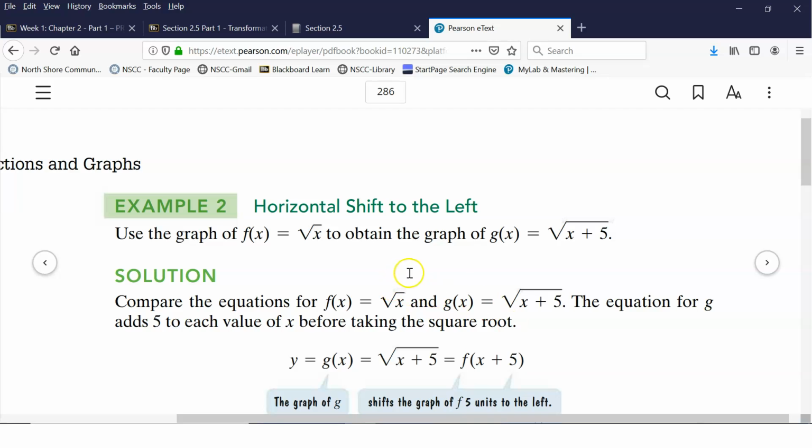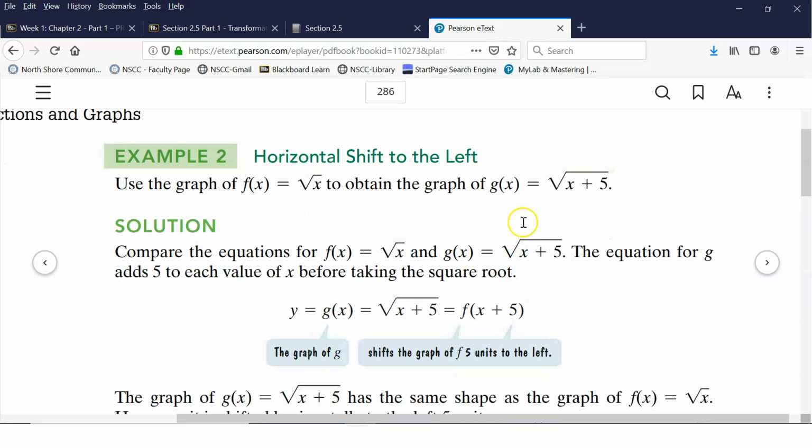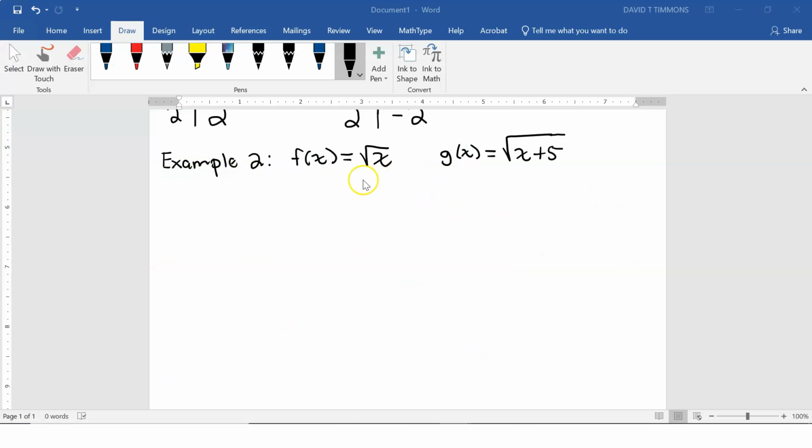And now use the graph of f of x equals square root of x to obtain the graph of g of x equals square root of x plus 5. So as we look at example 2, remember with the transformation problems, always start to set up the problem correctly initially. Identify what transformations you have and what order you're going to do them in. So here's our base function, the square root function, square root of x, and here's g of x.